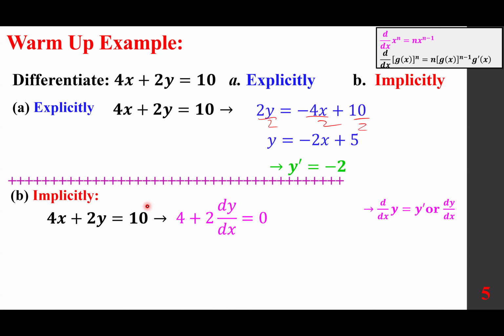Now, on purpose, I'm writing dy/dx because I want to mention that when the independent variable is x, dy/dx and y prime are interchangeable. So I'm going to move the 4, make it negative on the right. I'm going to divide both sides by 2, and dy/dx is equal to negative 2. Again, dy/dx or y prime makes no difference.